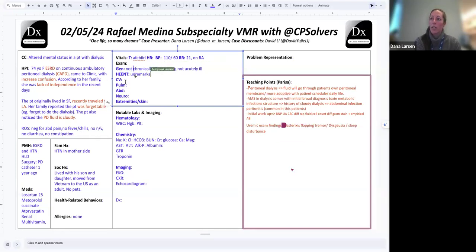For her cardiovascular exam, it was regular rate and rhythm. Lung-wise, she had clear lungs. Her abdomen notably was soft, non-tender. The PD catheter site had no erythema, induration, or tenderness. And then neurologically, she was fully oriented and had no evidence of asterixis.